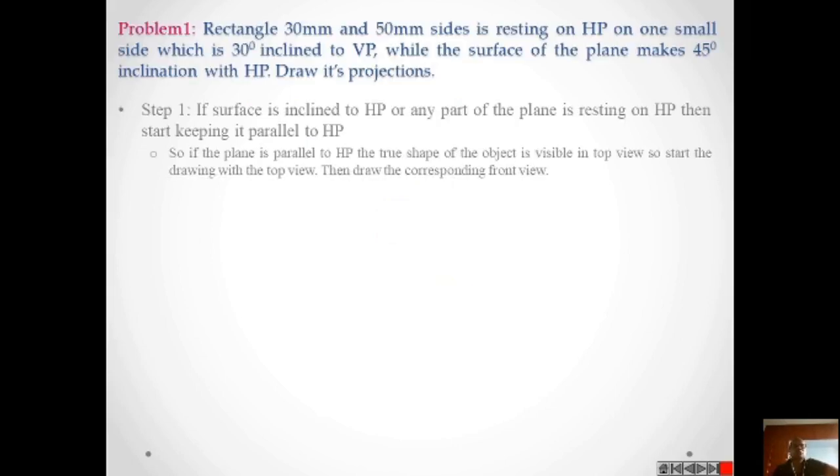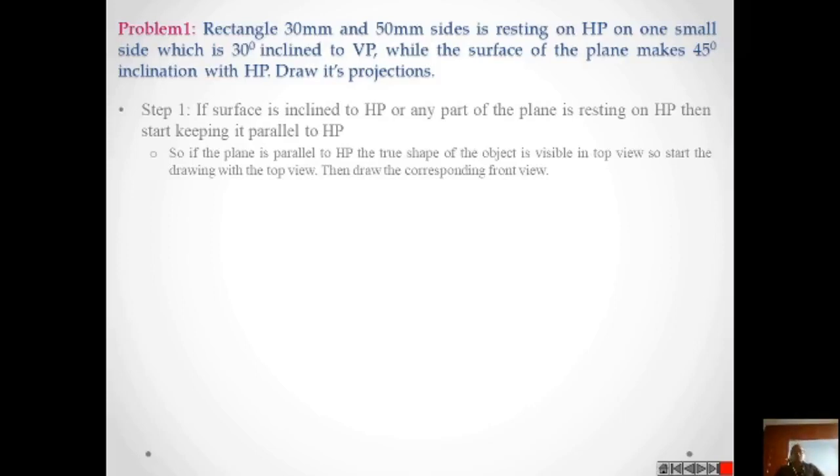So, first question: a rectangle 30 mm by 50 mm side is resting on HP on one small side which is 30 degrees inclined to HP, while the surface of the plane makes 45 degrees inclination with HP. Draw its projections. That is the question.